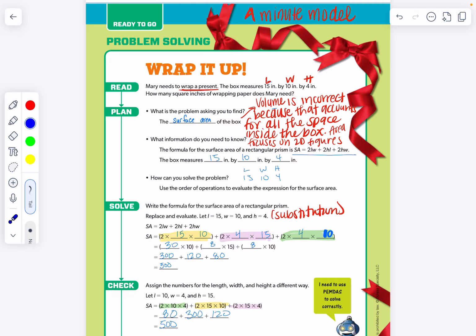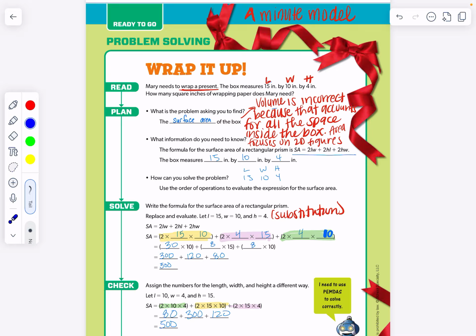So it's not volume. It's also not area because area only considers 2D shapes, not 3D shapes. And it's not perimeter because perimeter only focuses on the edges of the box, and nobody would want to receive a Christmas present with wrapping only around the corners and edges of the box. We want the wrapping paper to cover the entire box. So the problem is asking us for surface area.